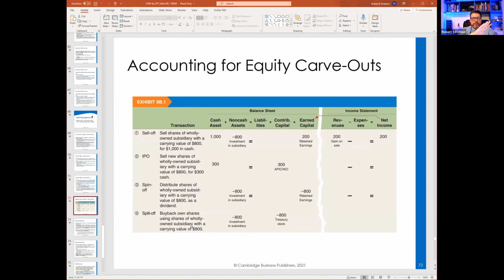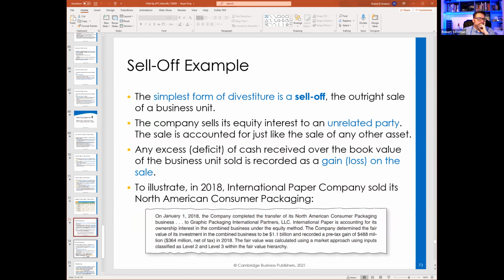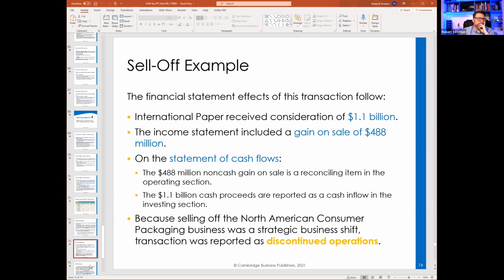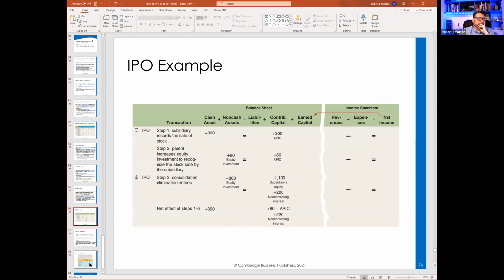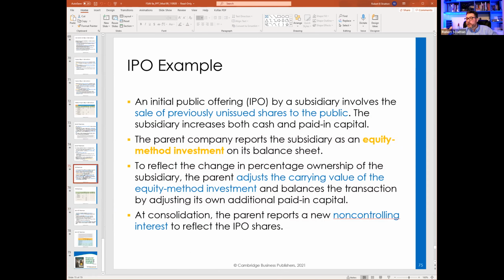This is an example of how it all looks on the books. I don't think there's anything new here. I don't think we need to get into this stuff. Okay, so that's good with the lecture.